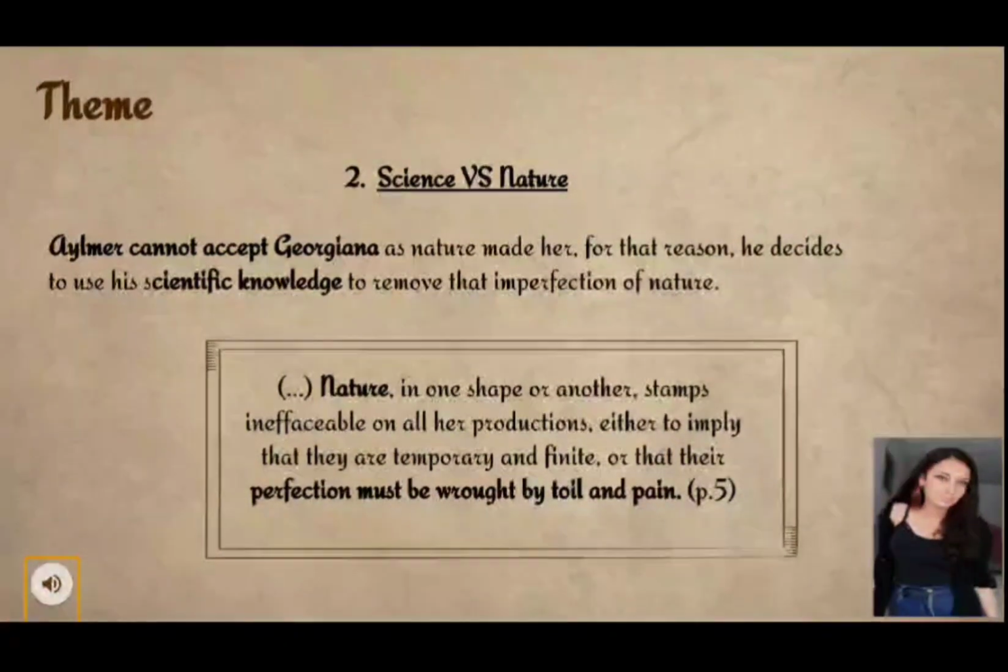The second one is science versus nature. Aylmer cannot accept Georgiana as nature made her. For that reason, he decides to use his scientific knowledge to remove that imperfection of nature. As we can notice in the following quote, nature in one shape or another stands ineffaceable on all her productions, either to imply that they are temporary and finite, or that their perfection must be wrought by toil and pain.